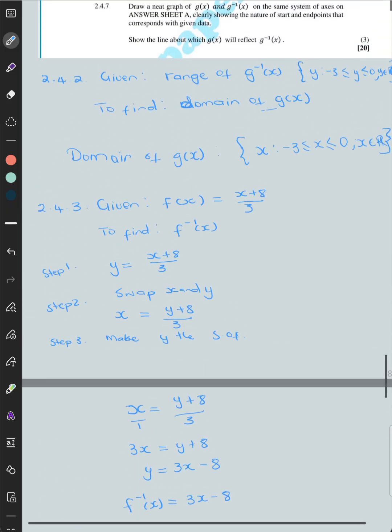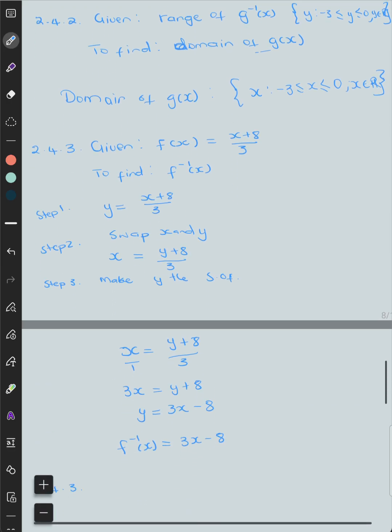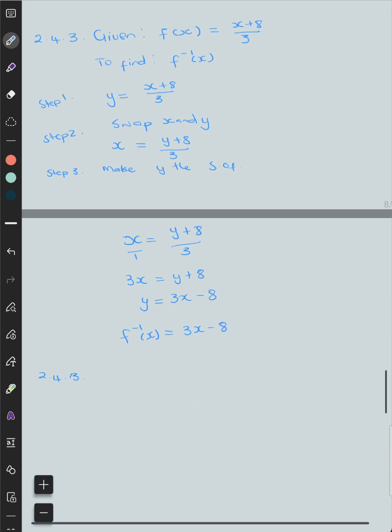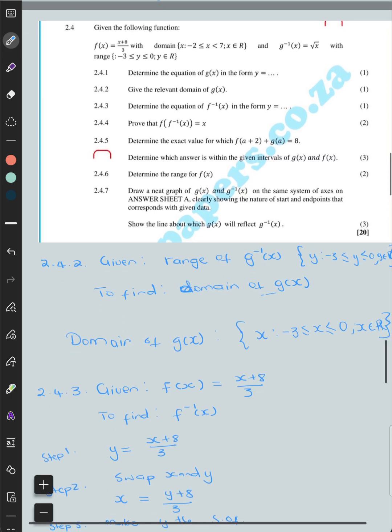Going forward, excuse me, 2.4.4, right? Prove this. I'm going to leave 2.4.4 and 2.5.5 and do them later because I want to continue with the sequence of this whole thing to get you guys to understand better. I'm going to skip this for the next video.